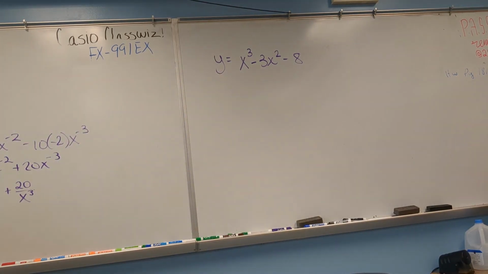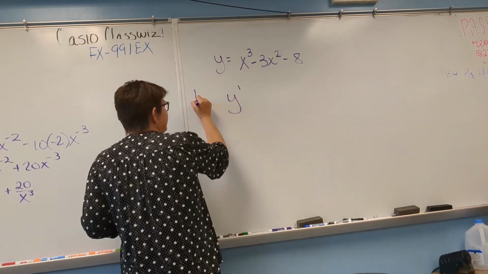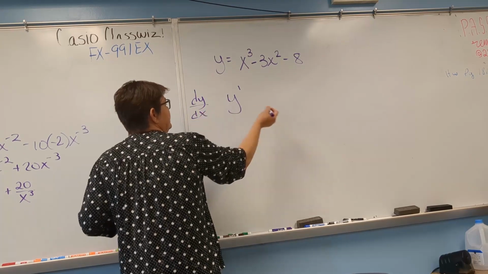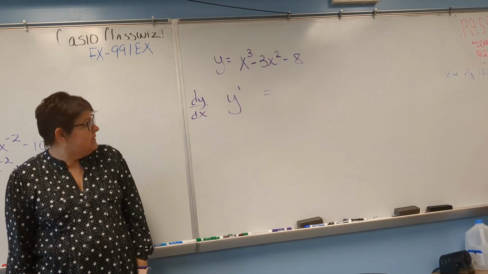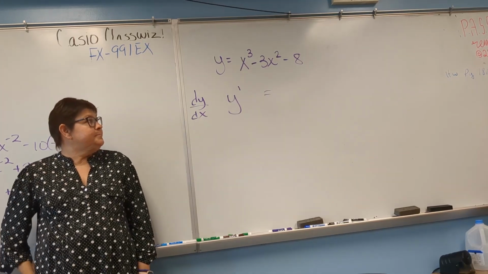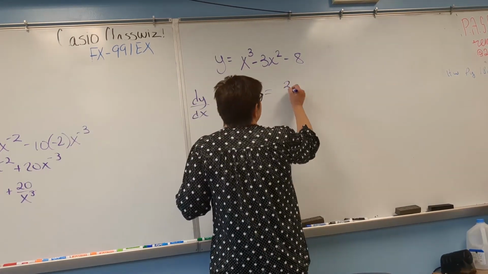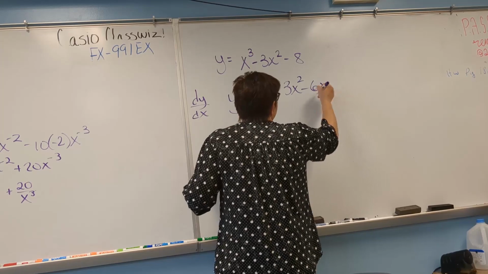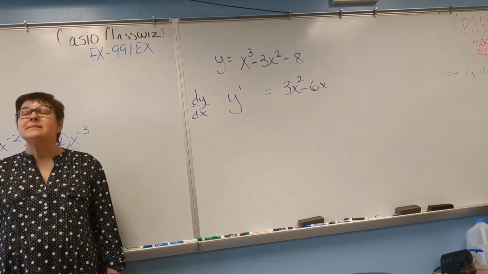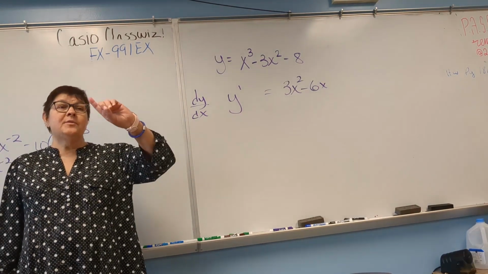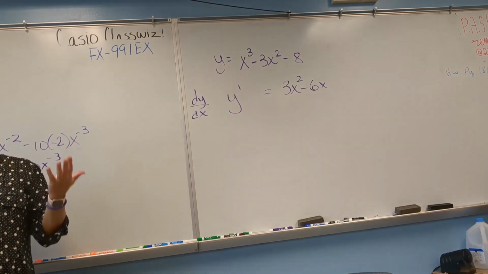Okay, so if I asked you to find y prime, also known as dy dx, of this, could you do it? Okay, throw it down real quick. Do you get 3x squared minus 6x? Yes, no, maybe so? Are we cool? Yes? Now, that was what we called the first derivative, because there are actually more than one derivative available.